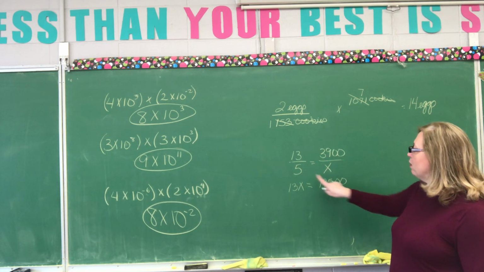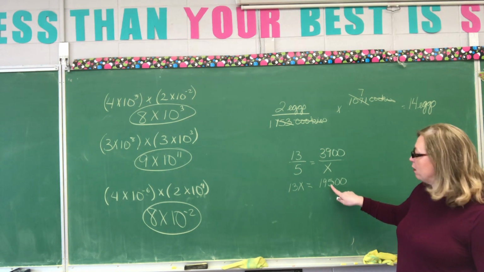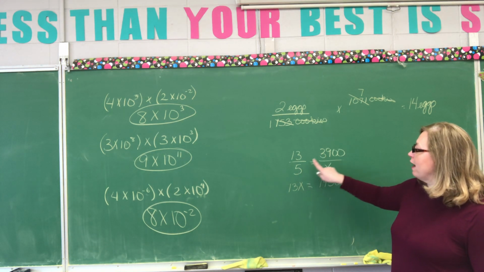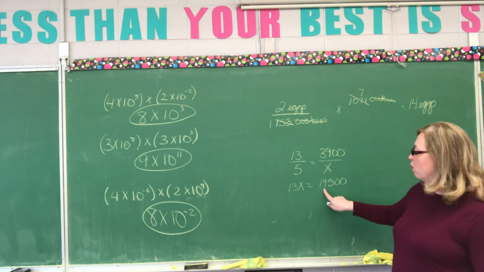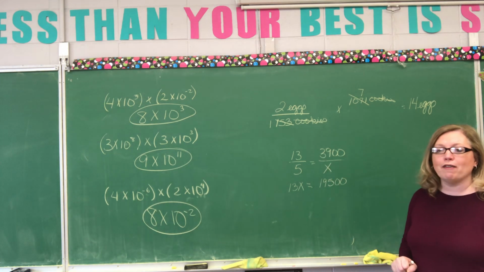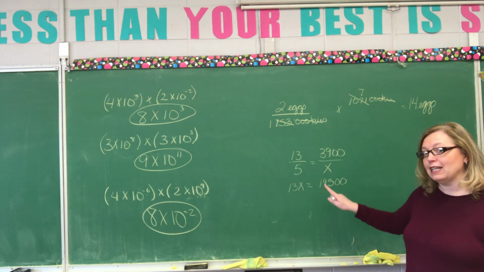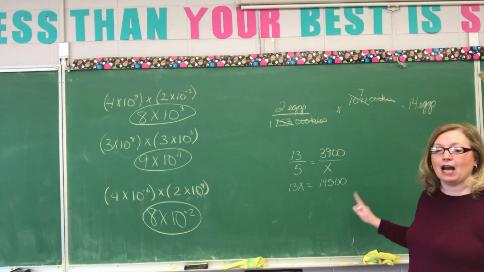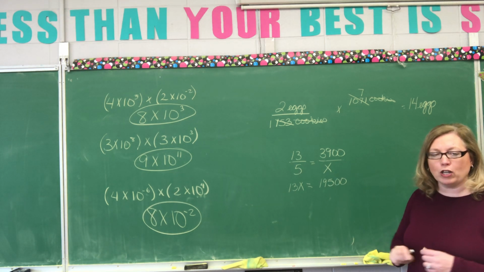5 times 0 is 0. 5 times 9 is 45. Put our 5 down and carry the 4. 5 times 3 was 15 plus the 4, and I got 19. So I have 13x equals 19,500. What do I do?